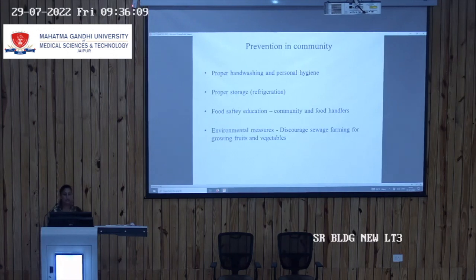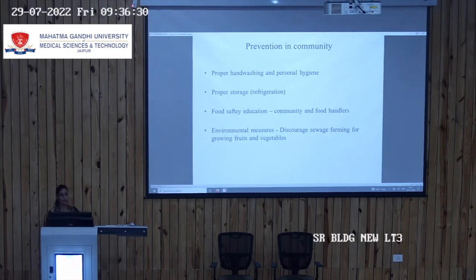How can the disease be prevented? By maintaining personal hygiene, by proper hand washing before consumption of food. Proper storage of food, that is refrigeration, is important. Food safety education should be given to the community and to the various food handlers or cooks.